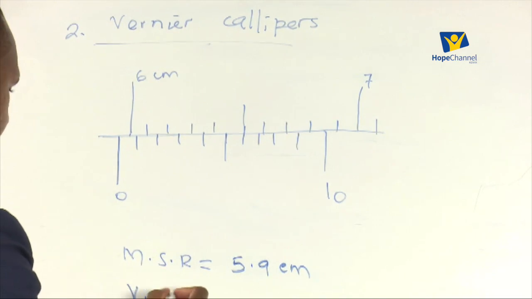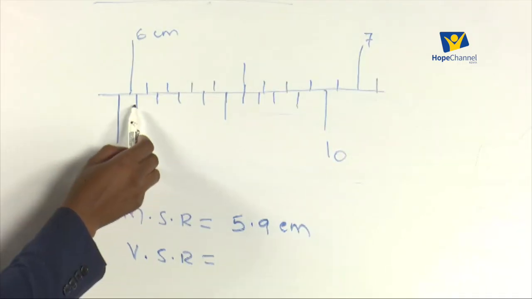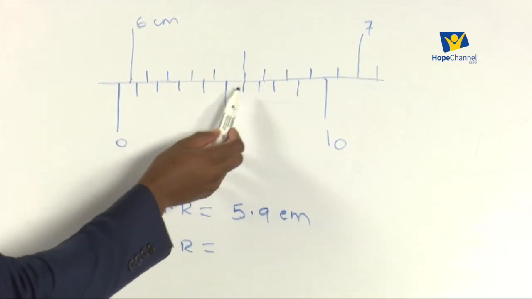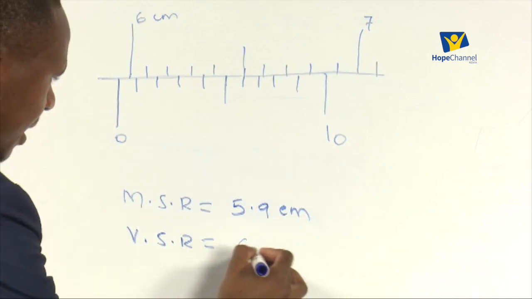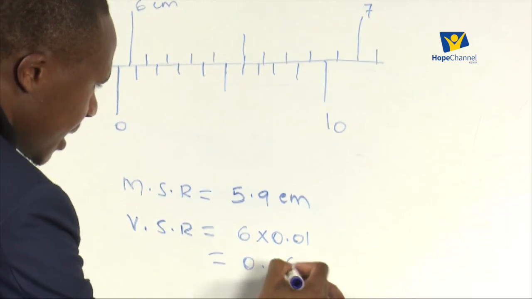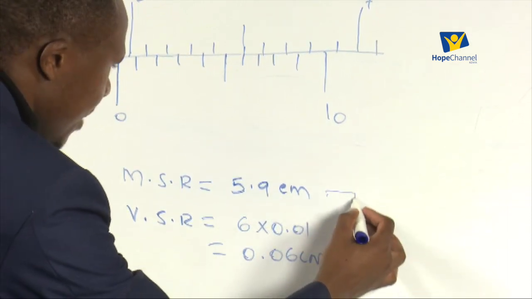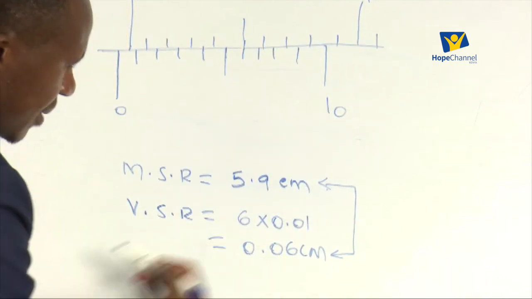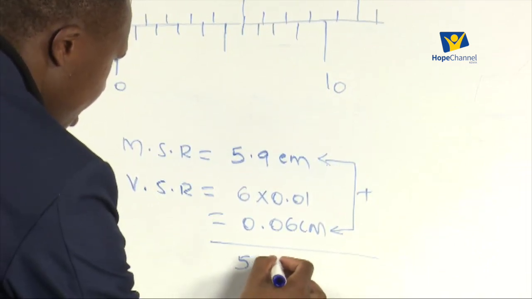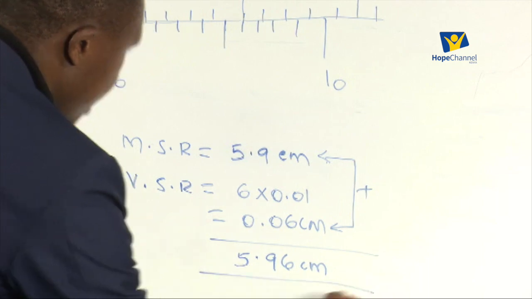Then for the Vernier scale reading, we are going to look for that mark that is coinciding with another one on the main scale. The 0 does not, this does not, etc. It's only this mark which is coinciding. So we have 1, 2, 3, 4, 5, 6. The 6th division. So we have 6 times 0.01. This gives us 0.06 centimeters. So the total reading is the summation of these two. We have 5.9 plus 0.06. That gives us 5.96 centimeters. So that is the reading displayed by that Vernier scale.